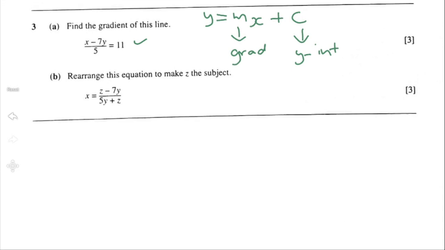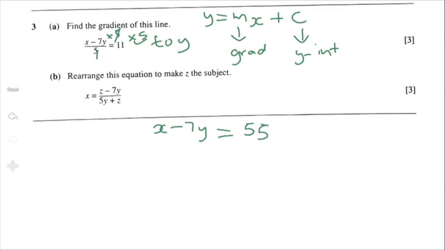So meaning here we have to just change the subject to y. So how do we change the subject to y? First multiply both sides by 5. Multiply by 5. You can cancel out that 5. You remain with x minus 7y equal to, what's 11 times 5? That's 55. Right.